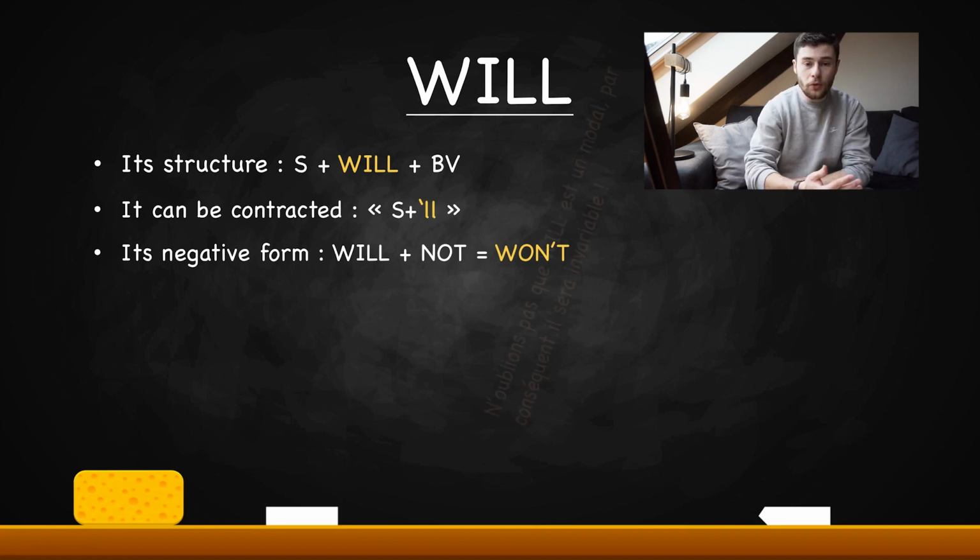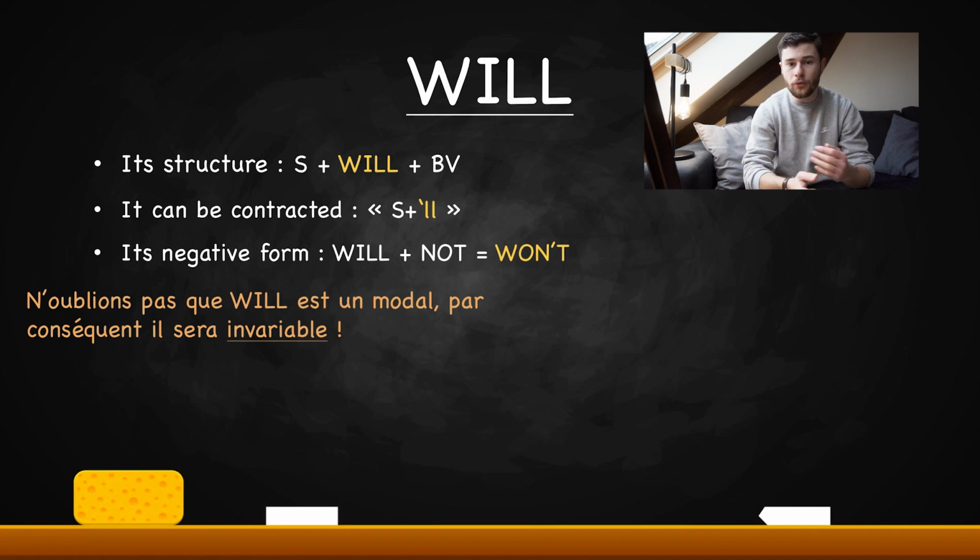Let's continue. N'oublions pas que will est un modal et par conséquent il sera invariable. On n'aura pas de marque de s, ed, d'ing, tout comme must, should, can, could, may, might, would. All of these modals we've seen in classes will answer to the same linguistic system. There won't be any S, any ing at the end, right? So it is very, very simple.